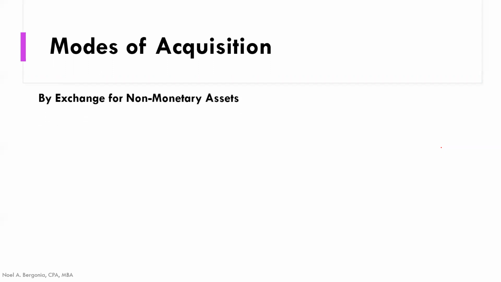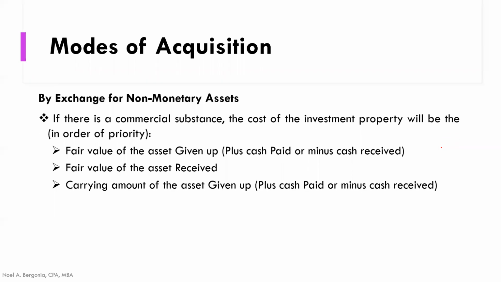You have the exchange for non-monetary assets. Of course, you need to check whether we have commercial substance or not in our non-monetary exchange. If there is a commercial substance, wherein there is a configuration of risk, the cash flows of the old asset and the new asset are different, and the fair value is available, here is the order of priority. You have the fair value of the asset given up, plus cash paid or minus cash received.